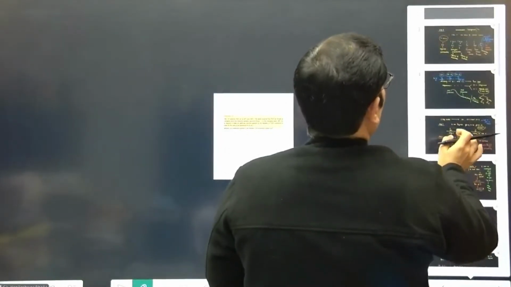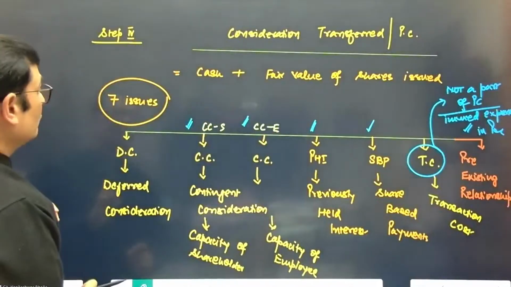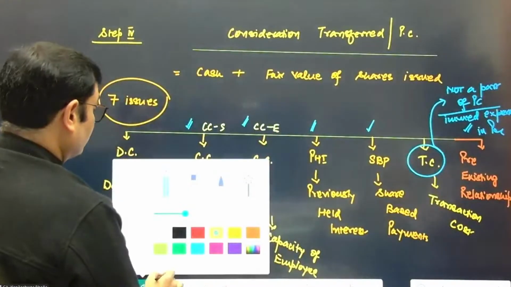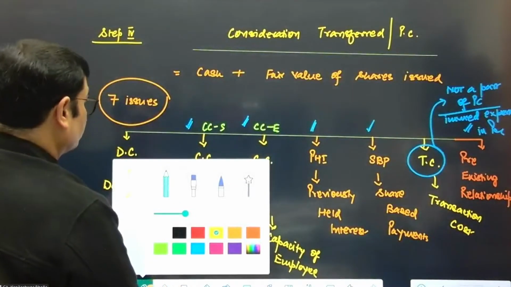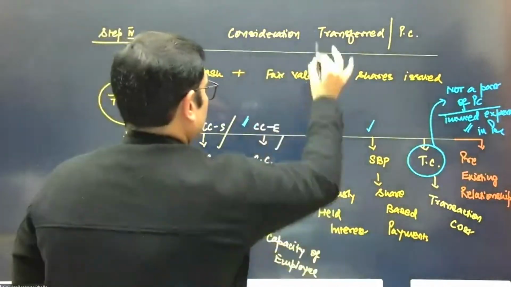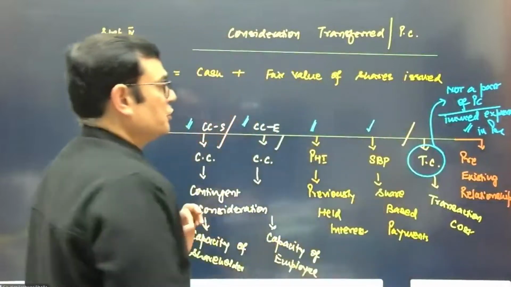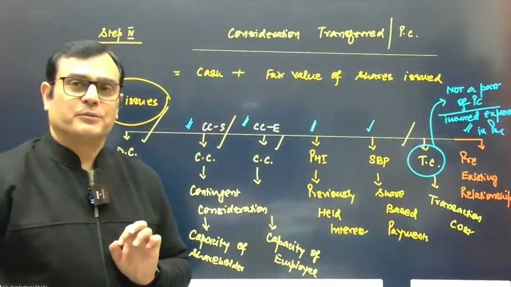Okay, now let's come back to the agenda. So my 4 issues are done. I'm done with the inputs in terms of DC, CC, CC, as well as TC. Now we're left with PHI, share-based payments, and pre-existing relationship.